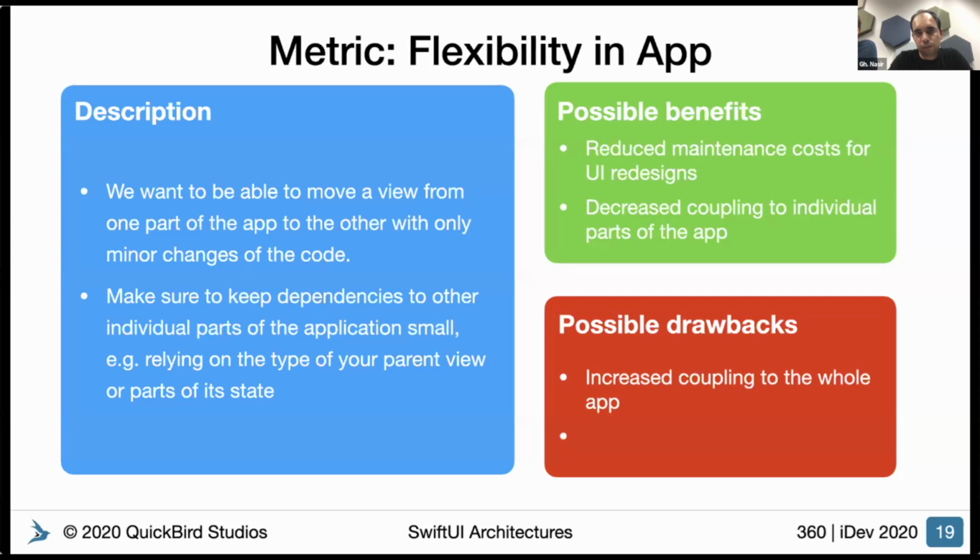As a benefit, we get, again, reduced maintenance cost for when we change the UI a lot, even though the general application is not changing that much. And we get decreased coupling to individual parts of the application because when we are focusing on having that flexibility in the app, then we also have decreased coupling. However, we have increased coupling to the whole application because we possibly then have some state which is available to more parts of the application, and then we have further problems.